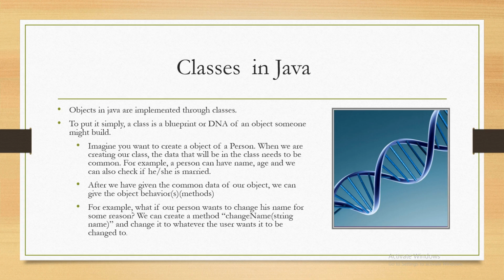After we have given the common data of our object, we can give the object behavior, or as I said, methods. So for example, before that, try and think what behavior a person can have. So for example, what if our person wants to change his name for some reason? So we can create a method that I'm giving the name of, changeName, and it's gonna take a parameter name of type string and change it to whatever the user wants it to be changed to.